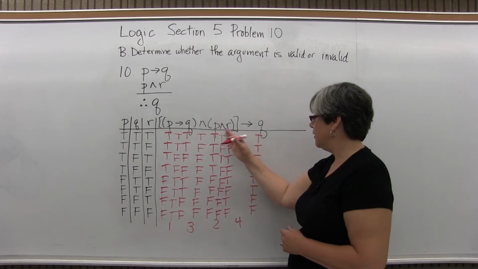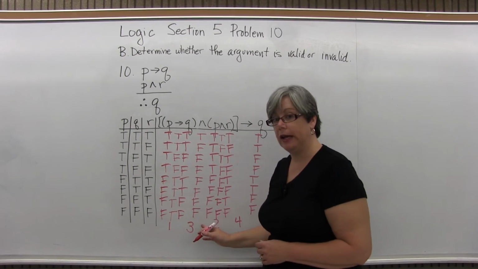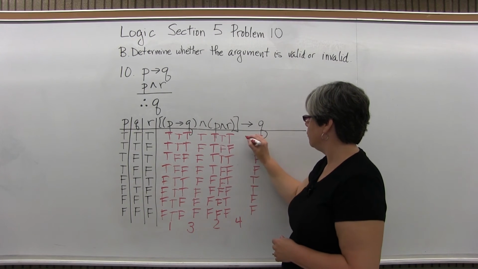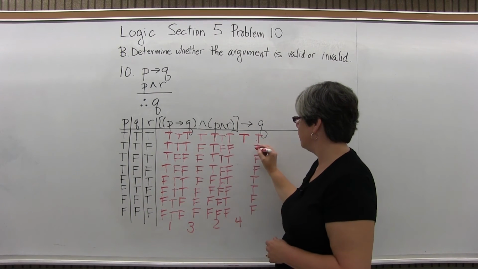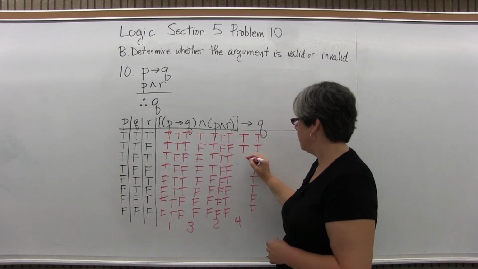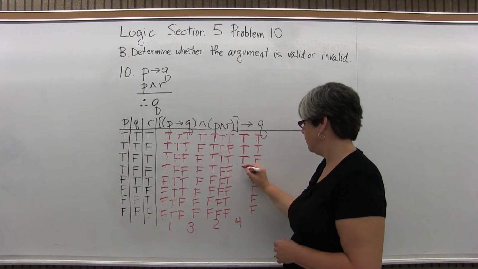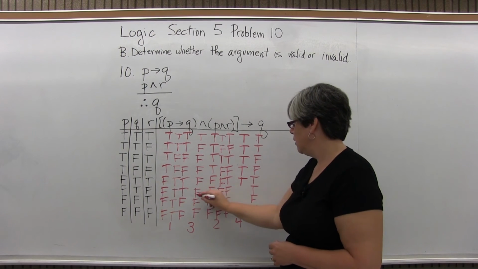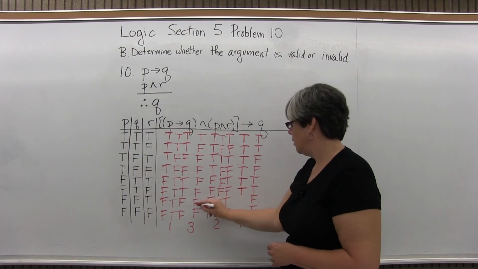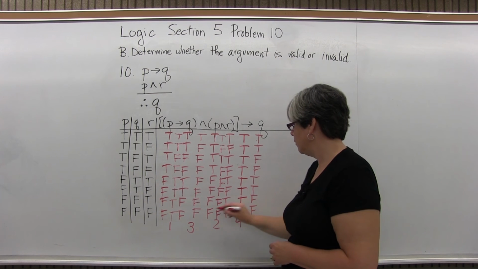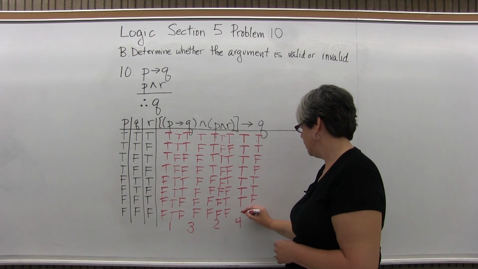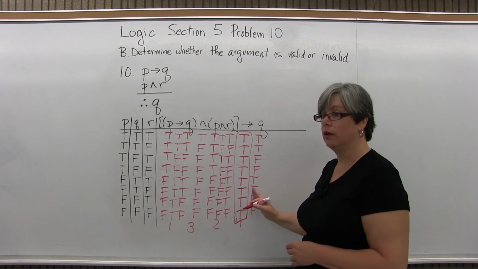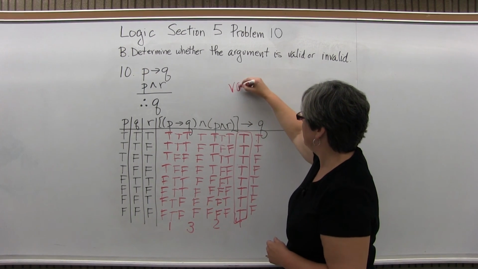Finally, we're going to do the if-then statement using column 3, the and statement, with our column Q. So true implies true is true. False implies true is true. False implies false is true. False implies false is true. False implies true is true. False implies true is true. False implies false is true. And false implies false is true. So our final column is all trues, which means we have a valid argument.